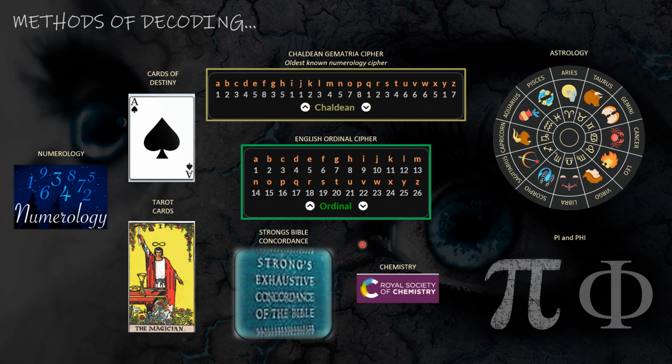I then go to the Royal Society of Chemistry and look at the periodic table of elements. I use the cards of destiny and the tarot system to break down dates, and sometimes I'll use the infinite string of pi and the infinite string of phi as well to gain some insights into the numbers. Occasionally I'll use some astrology, and this is all based on numerology in principle as well. So let's begin Groundhog Day.